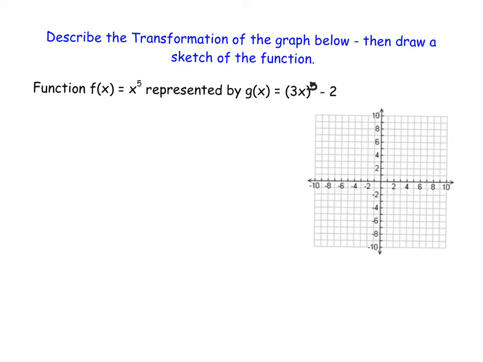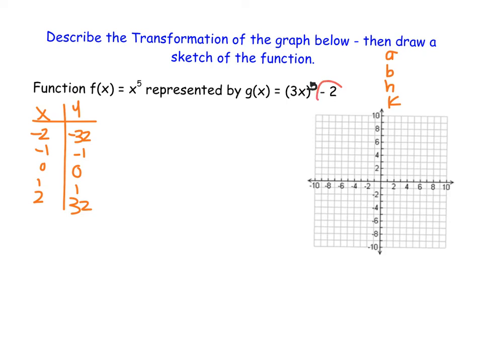So let's take a look at this final example here. Let's start by creating our parent graph. So we have x is negative 2 to 2, and we're going to take those all to the power of 5, so we get negative 32, negative 1, 0, 1, and 32. Then from here, we need to decide, are we changing the values of a, b, h, and or k? Well, if I take a look at this, what I notice is that I'm subtracting a 2 value on the outside. Subtracting a 2 value on the outside is going to vertically move the graph down 2 values, so I know that I'm changing k.